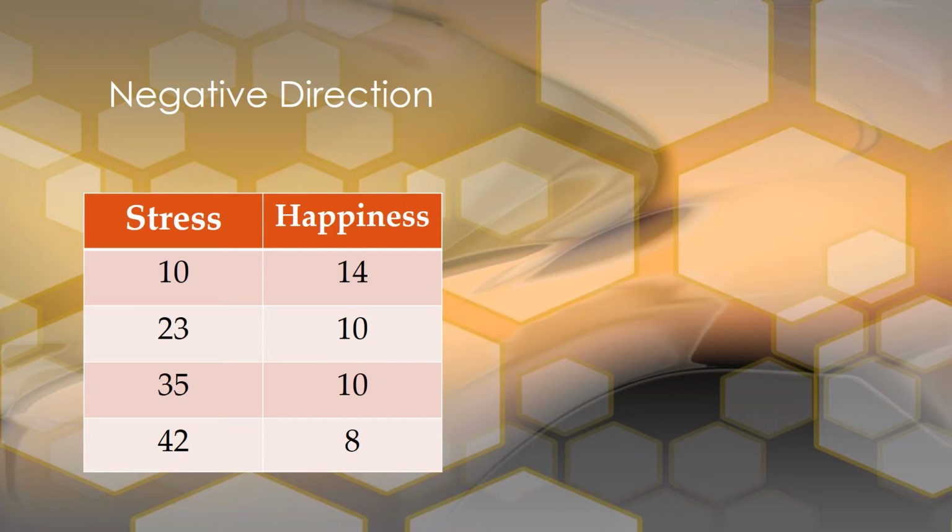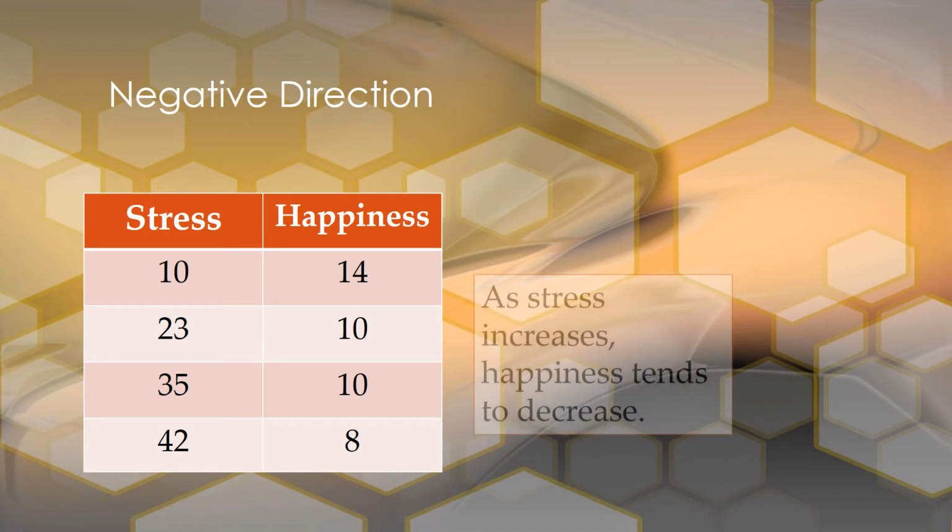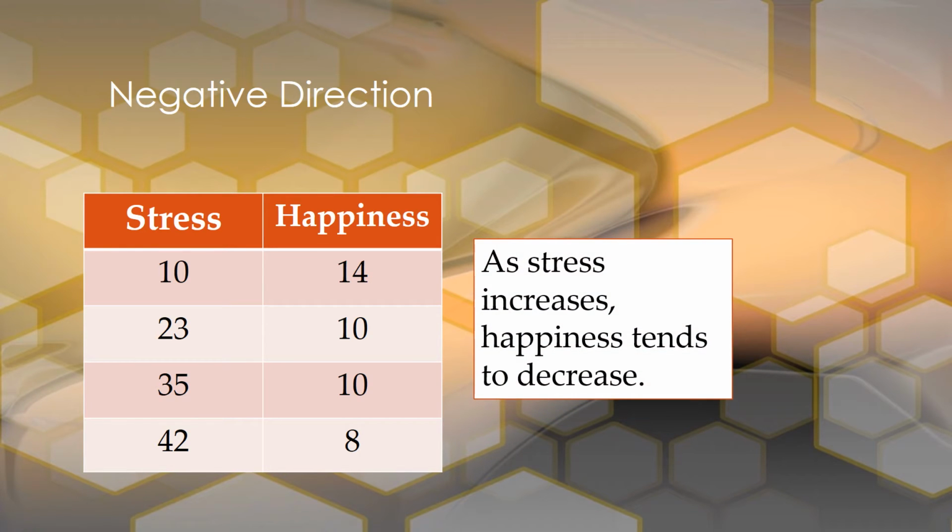Here we have a negative direction. As stress tends to increase, our happiness tends to decrease. They go from 10 to 23 to 35 to 42 for stress, but happiness tends to go down from 14 to 10 to 10 to 8. And so as stress increases, happiness tends to decrease. So we have a negative direction.